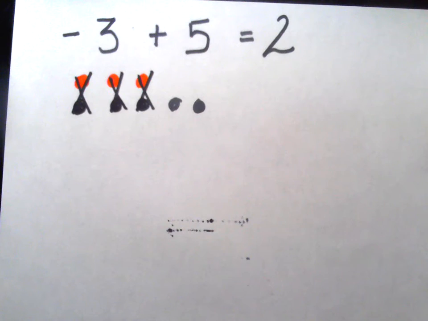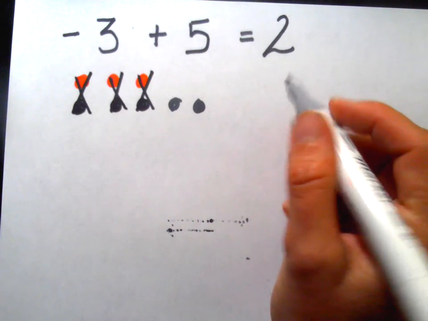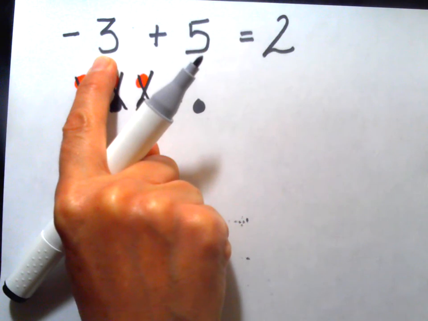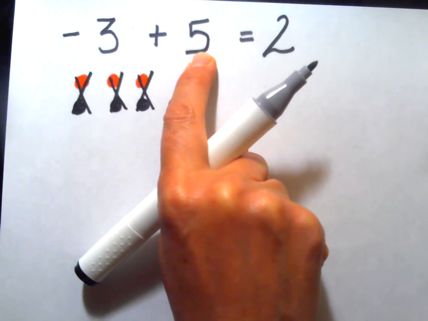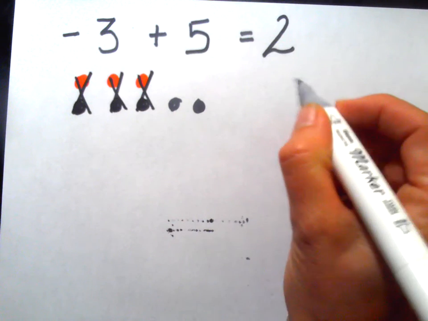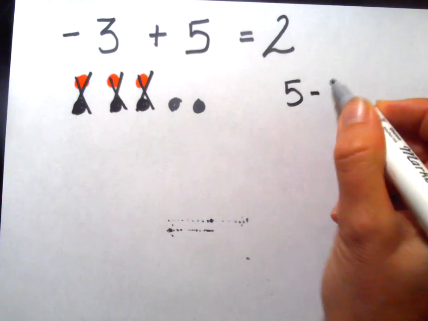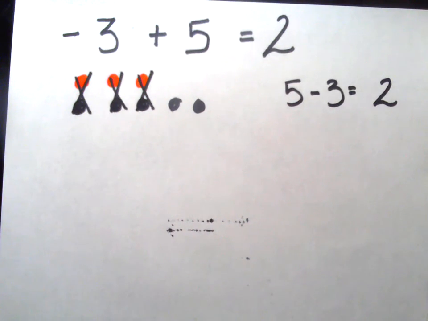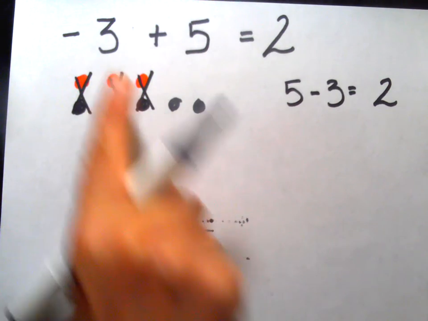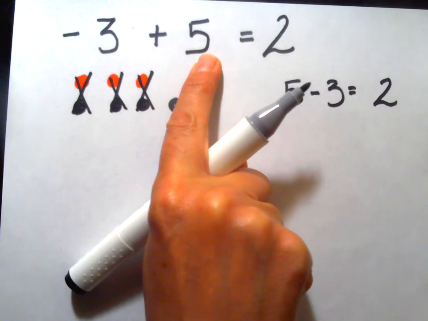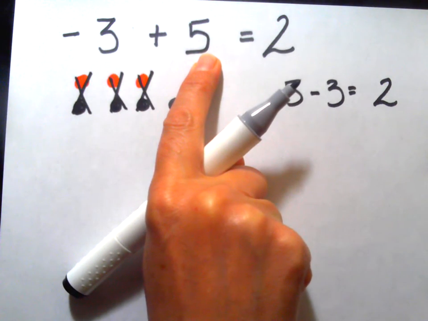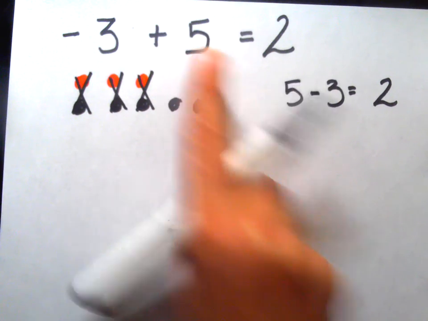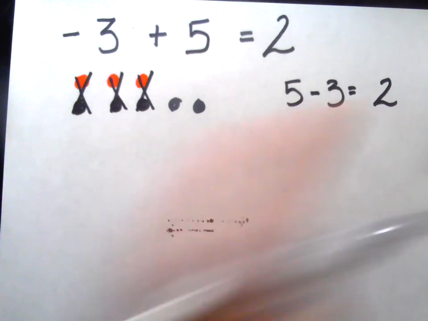So if I think about it using the algorithm, I take the absolute value of both numbers. The absolute value of -3 is 3. The absolute value of 5 is 5, and I subtract the numbers. Take the bigger one, subtract the smaller one, and I get 2. And then I look back at my numbers. Which one of these has a greater absolute value? Which one has the longer arrow? Which one is further from 0? This one. And it's positive, so my answer has to be positive.